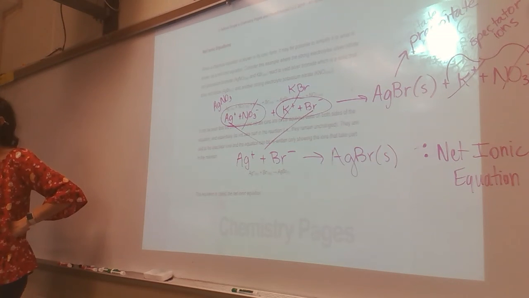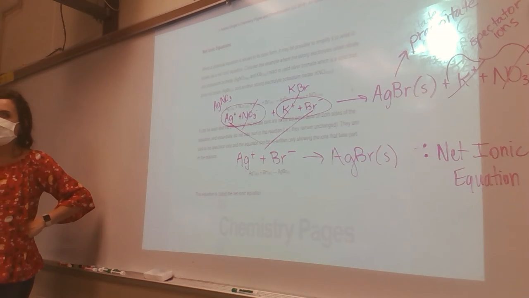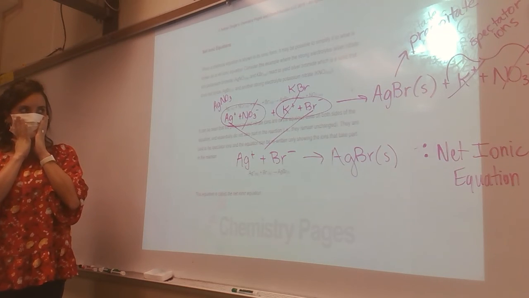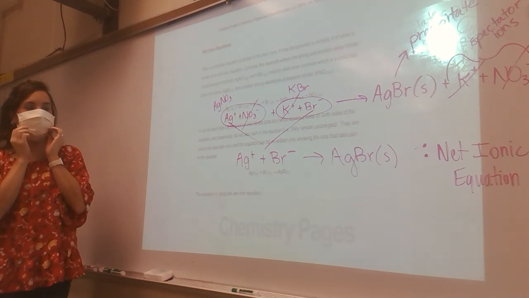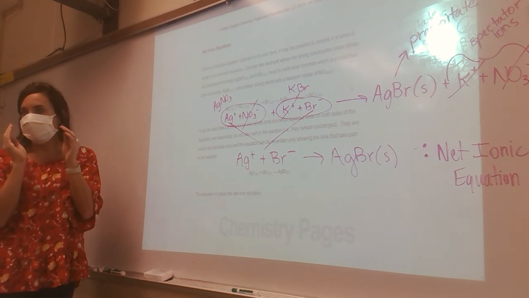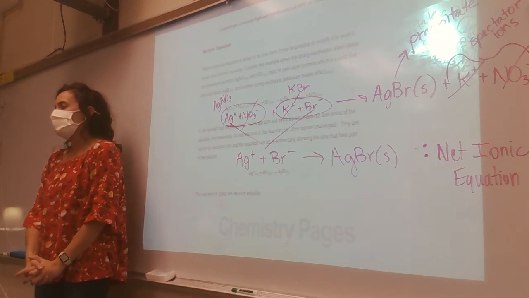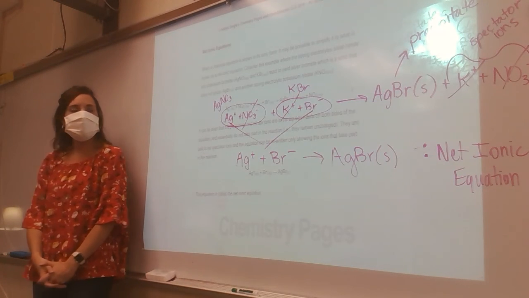Questions? Comments? Concerns? So the net ionic equation, you just took out, it's just the precipitants. Yep, the spectator ions get left out. Okay. We have to memorize what ions are strong electrolytes and what aren't? Yeah, but it's very simple. We'll talk about it later.